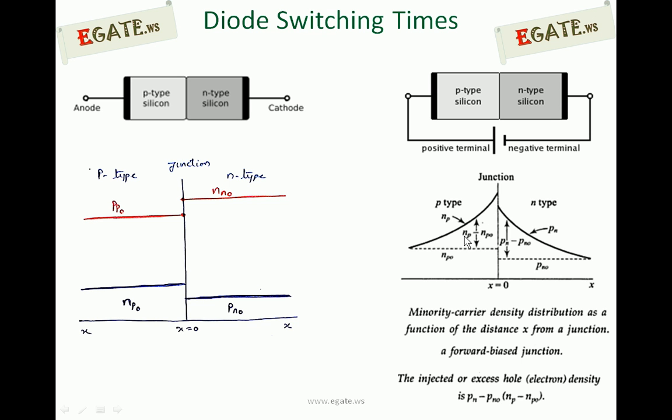So np minus np naught and pn minus pn naught are called the excess minority carrier charge. Otherwise, np minus np naught is the excess electron density, and pn minus pn naught is the excess hole density. So under the equilibrium condition for forward bias, this is the concentration of minority carriers on the p side and n side.